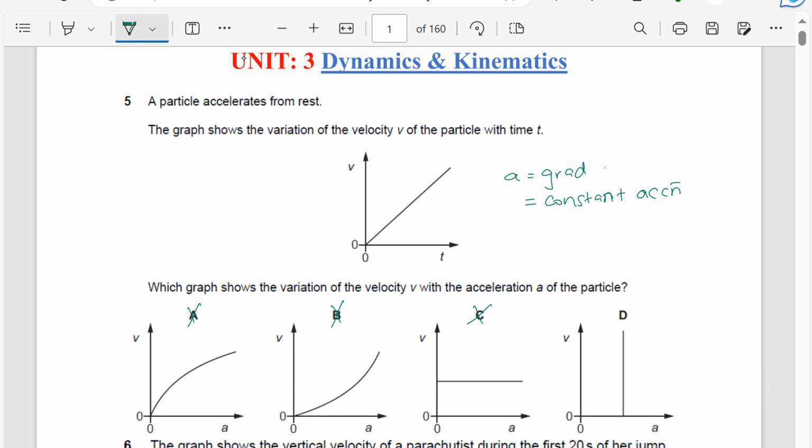Yet we have a straight line here, which means the gradient is constant, so the acceleration is constant. This should give us a straight line. So acceleration should be a straight line. Therefore, the answer is D, which shows that the acceleration is constant. The acceleration is not changing. That's what it means. So for a velocity time graph, the gradient is the acceleration. And if it is a constant gradient, it means the acceleration should be constant. So the answer is going to be D.